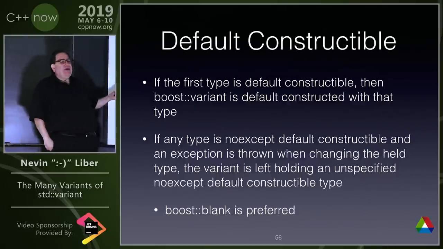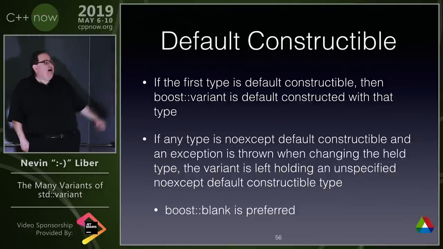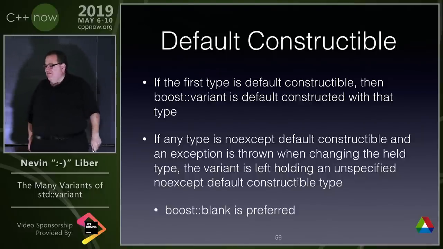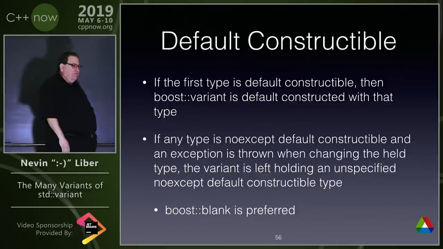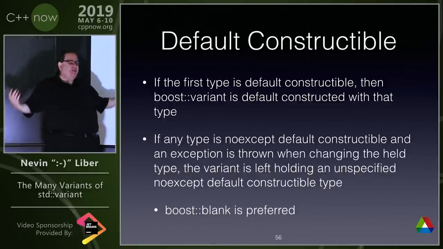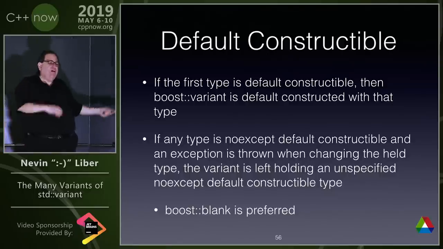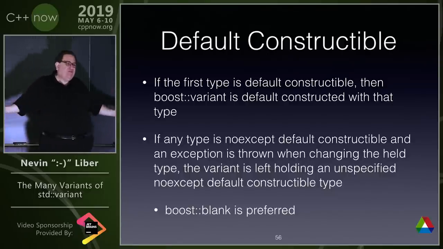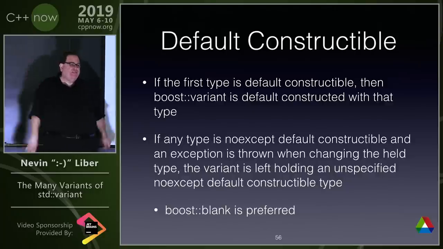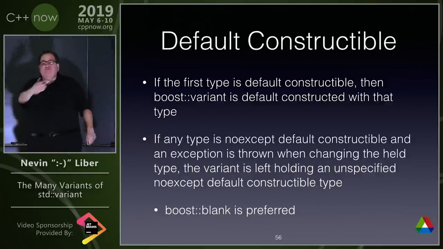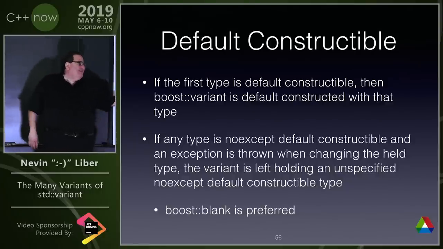But in order to try to mitigate the heap part of default constructibility, if the first type in Boost variant is default constructible, then it is default constructible into that type. And if an exception is thrown during one of these operations, it will reconstruct the type as the exception state. And if Boost blank is one of the types in the type list, that's the type it will actually prefer.